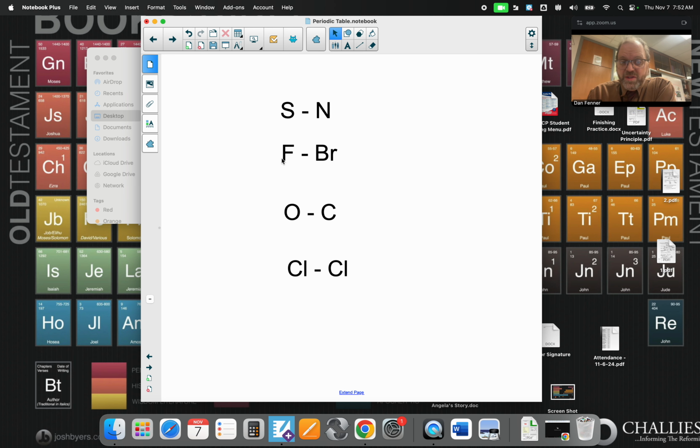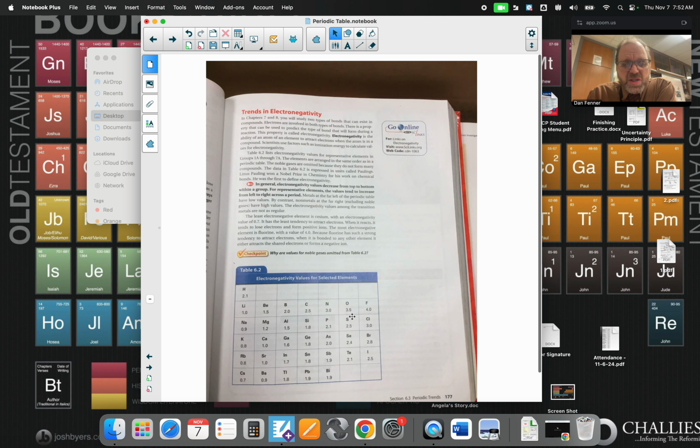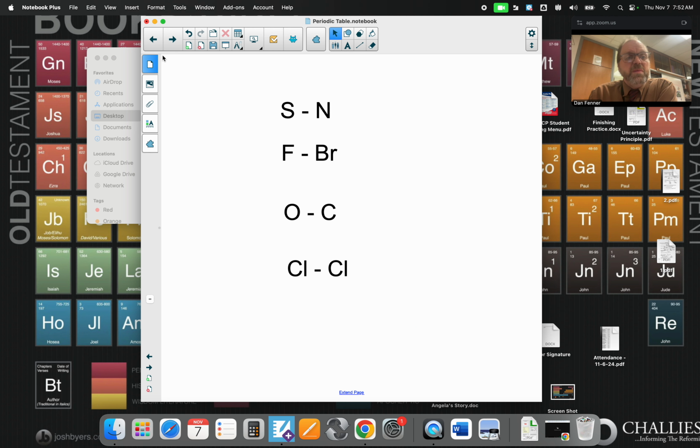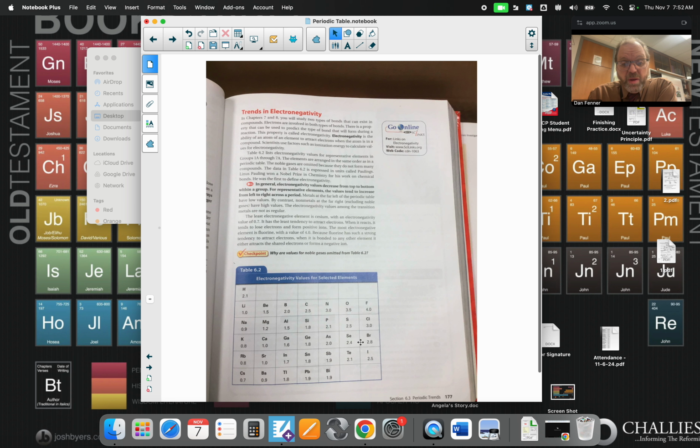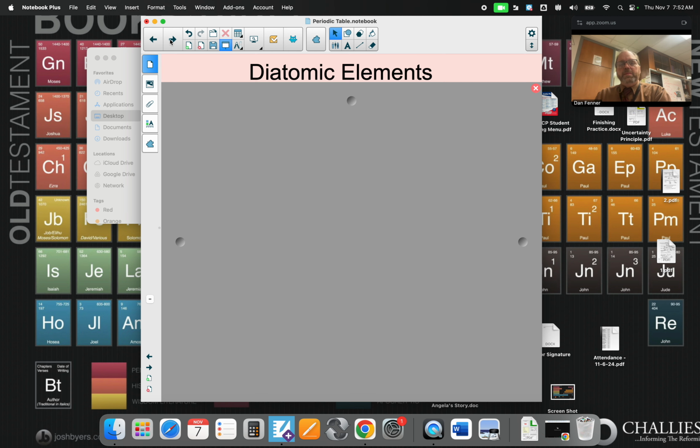Fluorine and bromine. Obviously, fluorine would be stronger. All right, oxygen and carbon. Oxygen's 3.5, carbon is 2.5. Oxygen's pulling stronger. And the last one is chlorine and chlorine. Well, they're both pulling with a pull of 3.0, so we would say they're the same, neither, equal. The bond is fine. All right, so last thing now that we'll look at is something called diatomic elements.